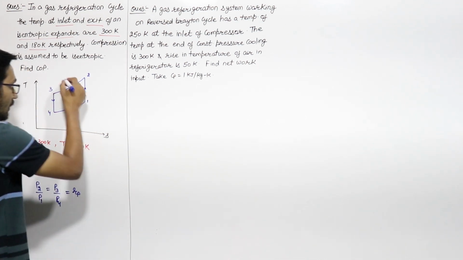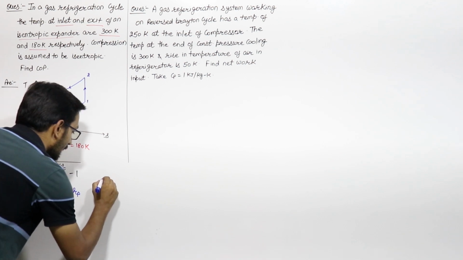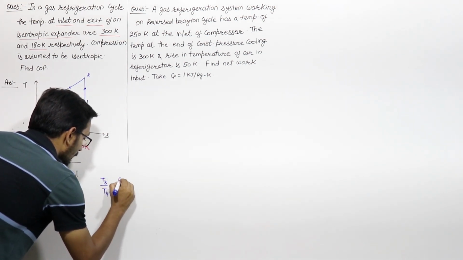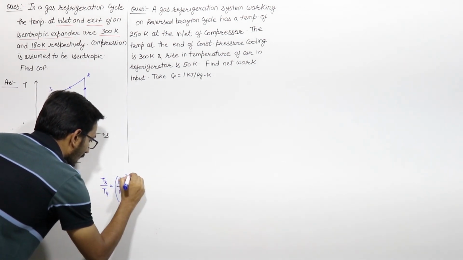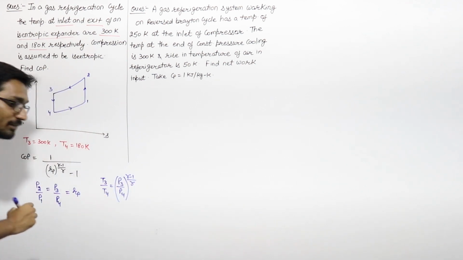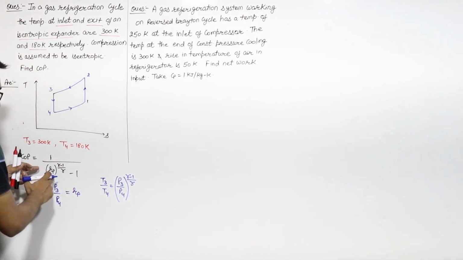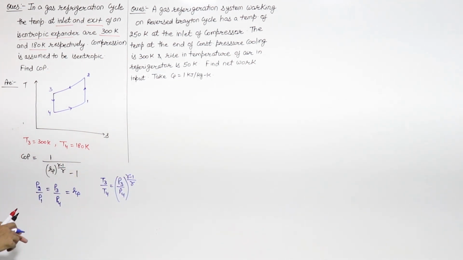And we know this because this is a reversible process, T3 by T4 is equal to P3 by P4 raised to power gamma minus 1 upon gamma. Nothing is given about your adiabatic constant, so we are assuming both adiabatic constants are equal. So in place of Rp raised to power gamma minus 1 upon gamma, I can put T3 by T4.